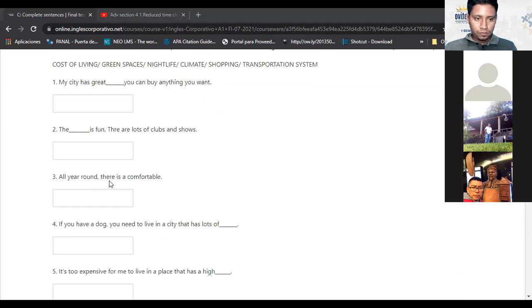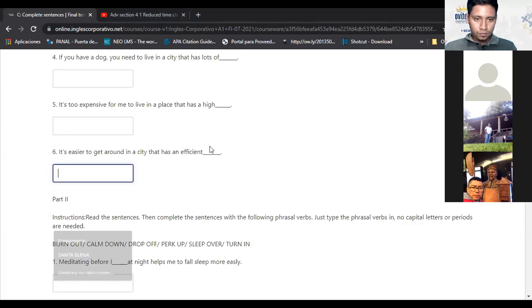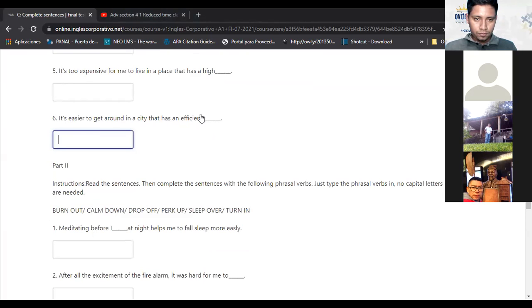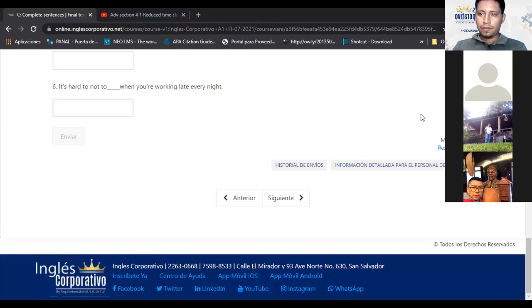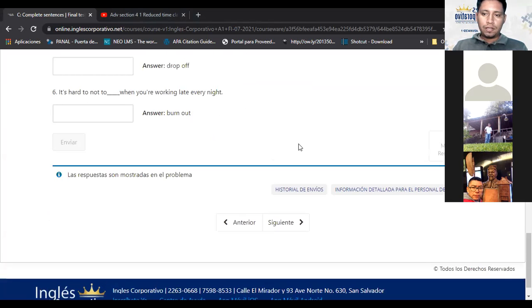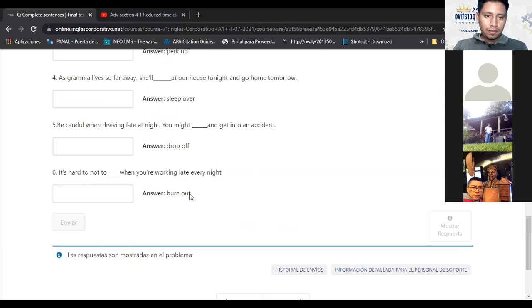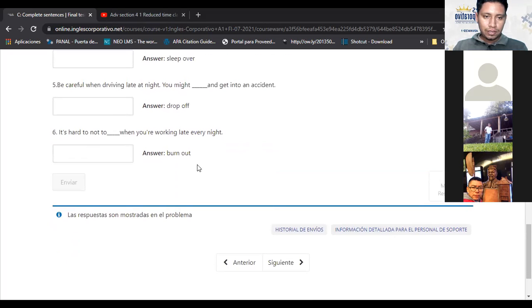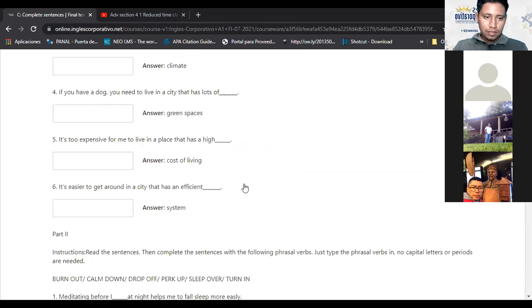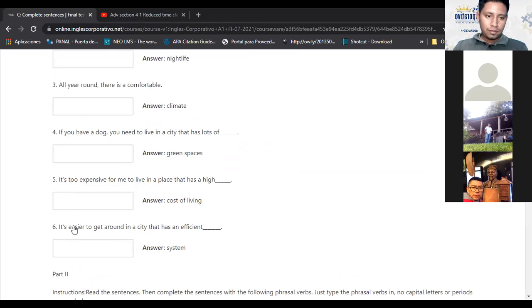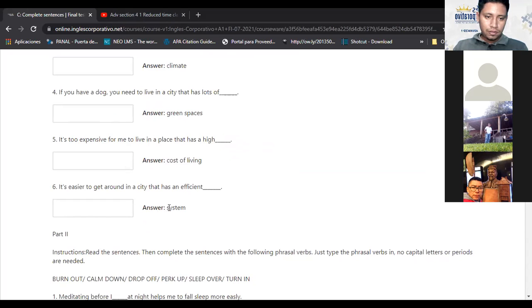Number six says it's easier to get around in a city that has an efficient transportation system, was my answer. But I have written the answer with capital letters and lowercase and nothing works. Okay, let's check, because sometimes it could be a double space or something like that. In this case, no, I guess you're not in the, oh, okay, yes, that is part.